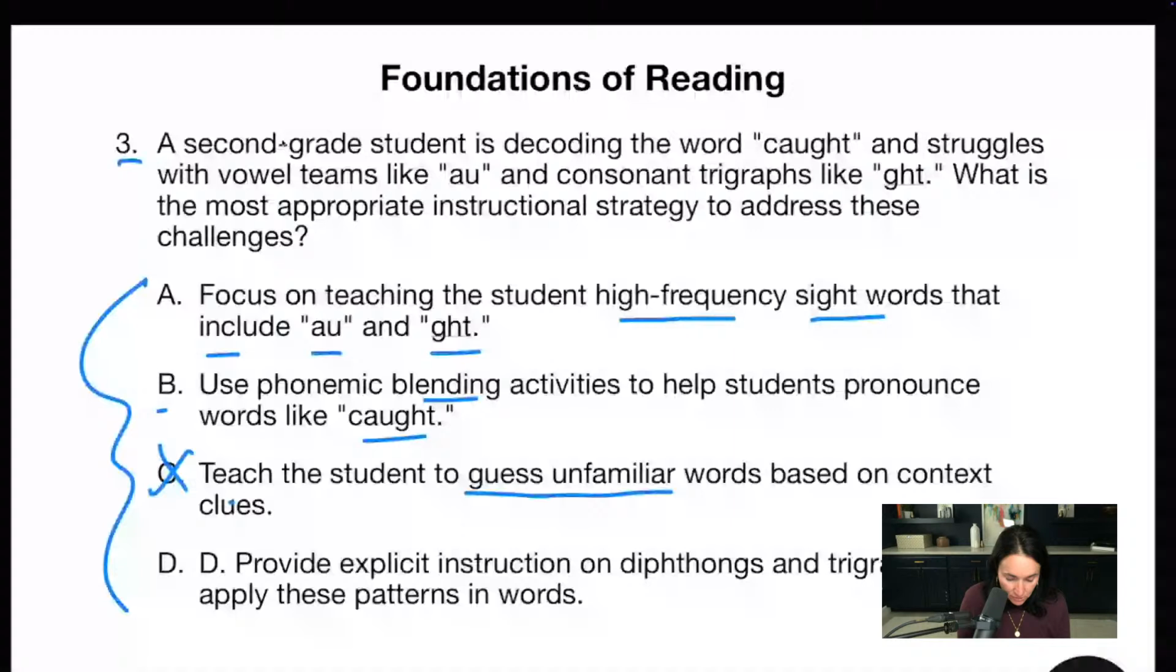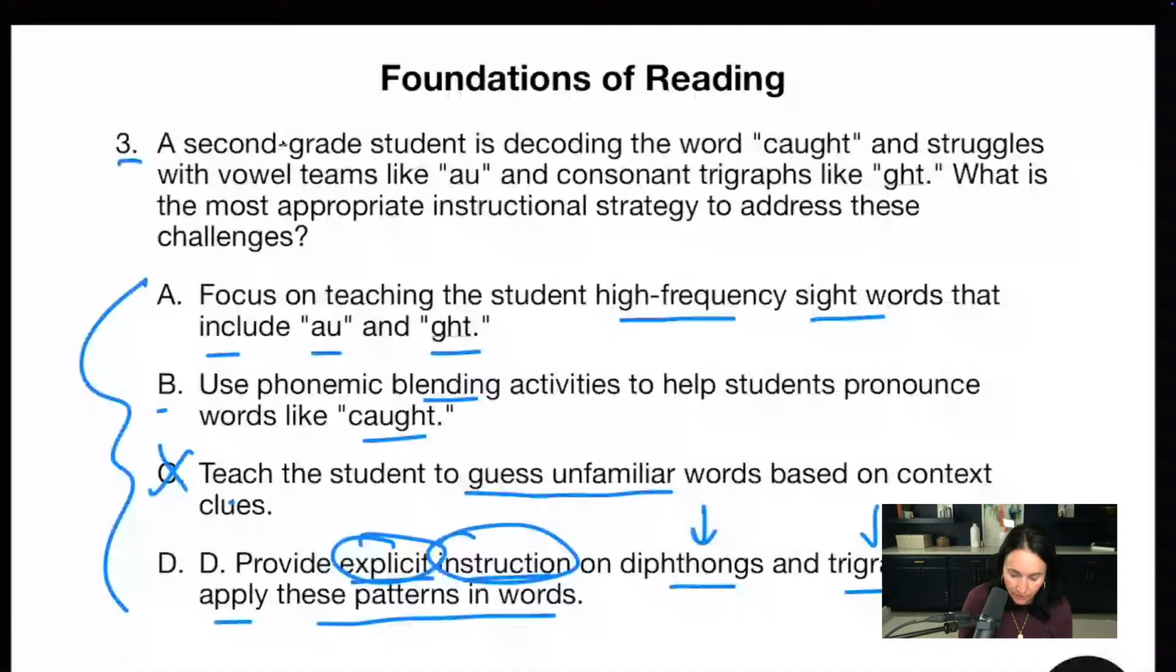And D, provide explicit instruction on diphthongs and trigraphs and apply these patterns in words. Ooh, explicit instruction. And then we have specifics, diphthongs and trigraphs. Those are specific phonics skills or phonics concepts. And we have those all in the books. Those of you who already have my book, let me know. I'm sure you've seen the chart on diphthongs and trigraphs and all that stuff. It's confusing when you're not a reading teacher at first, but then you'll be able to identify them no problem once you understand them.